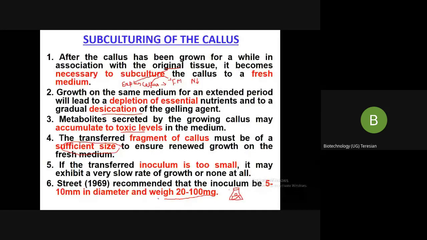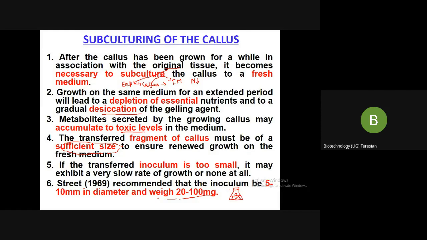So this is what is known as subculturing of the callus. Once the callus tissue is formed from your explant, the callus is transferred to your fresh media along with your original tissue. This process is known as subculturing.